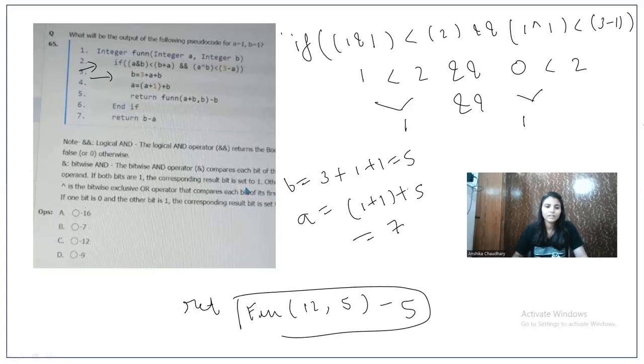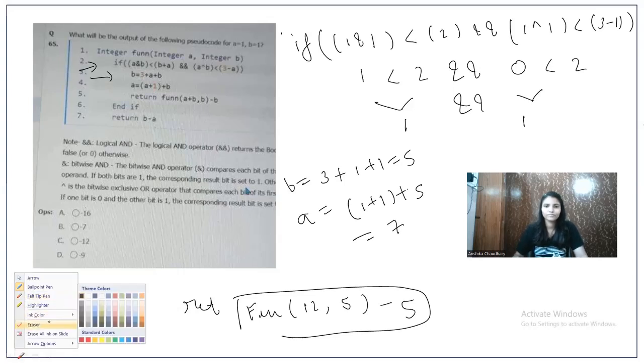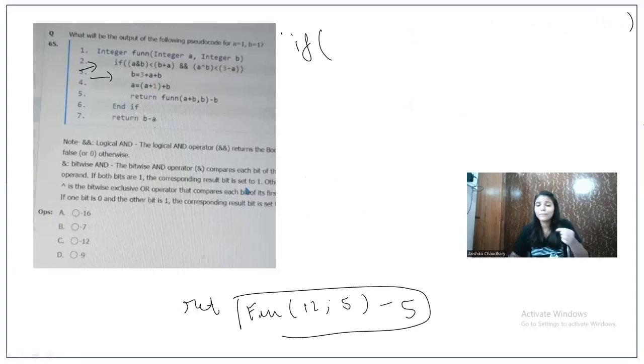So we need to take care of this line. Okay. And rest thing I will erase. Right. So this function call will be made, and the arguments are now A value equals to 12, B is 5. All right. Now, if A and B, so A is 12 and B is 5, is less than B plus A.